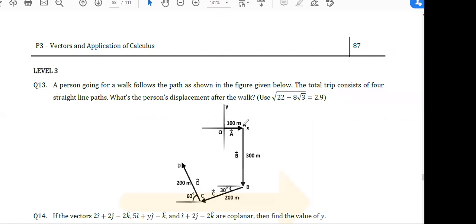Now just think about this. How many vectors do we have here? Four vectors, right? Yes or no? Okay, very good. Now, if I ask you to plot all the vectors originating from origin, just think about this. This vector A is on x-axis, yes or no? So I can say that vector A is nothing but 100 i cap.